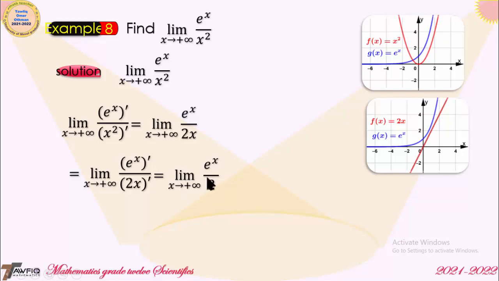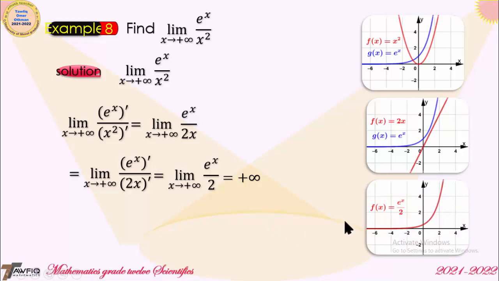When x approaches the positive infinity, e to the power x over 2 goes to the positive infinity, as you can see here in the graph of this function.